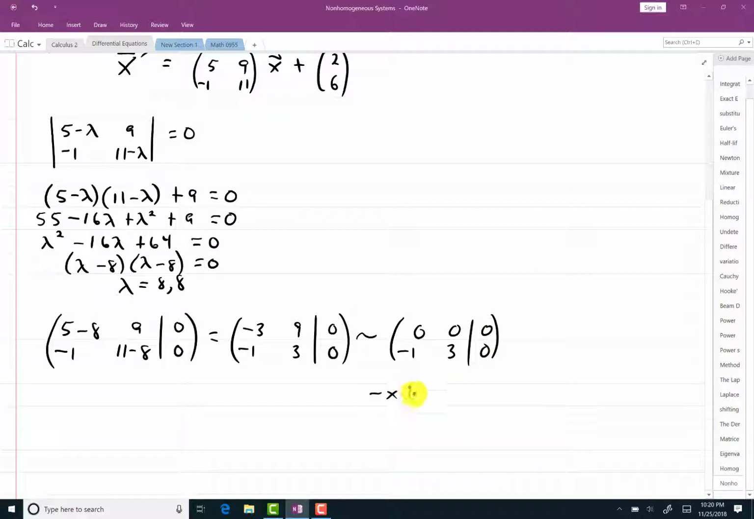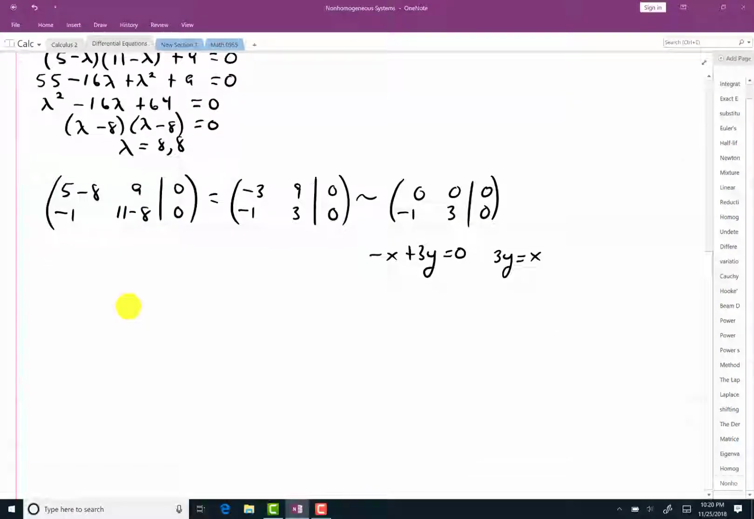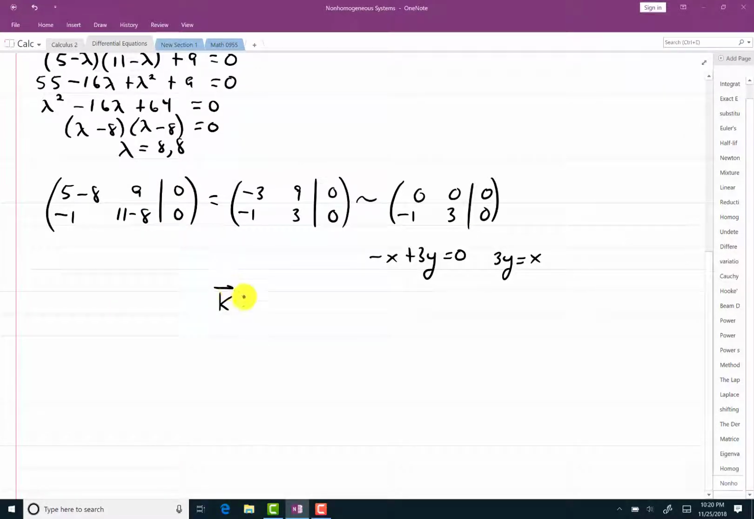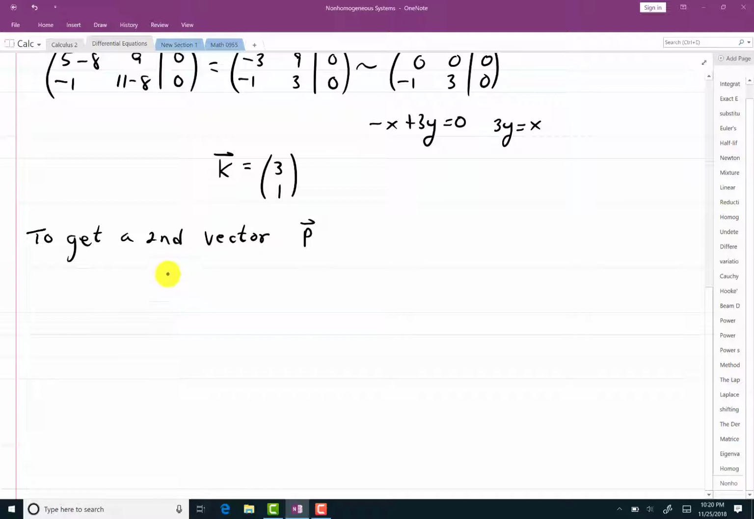So I get negative x plus 3y equals 0, or let me write it as 3y equals x. And then when I make my eigenvector, I think it's easiest if I let y equal 1 and then x will equal 3. So unfortunately I only have one eigenvector. To get a second eigenvector, we'll call it p, we have to solve this equation, A minus lambda I, p equals k.